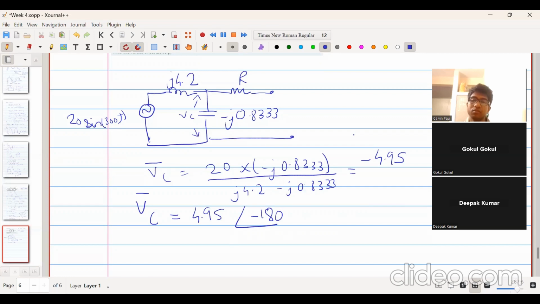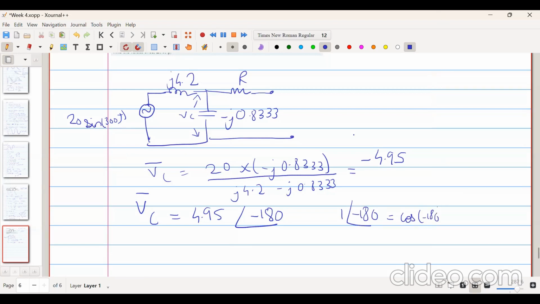1 angle minus 180 is equal to cos of minus 180 plus j sine of minus 180. Cos of minus 180 is equal to minus 1 and sine of 180 is 0. So minus 1 we can write as 1 angle minus 180. This is how the phasor concept helps.